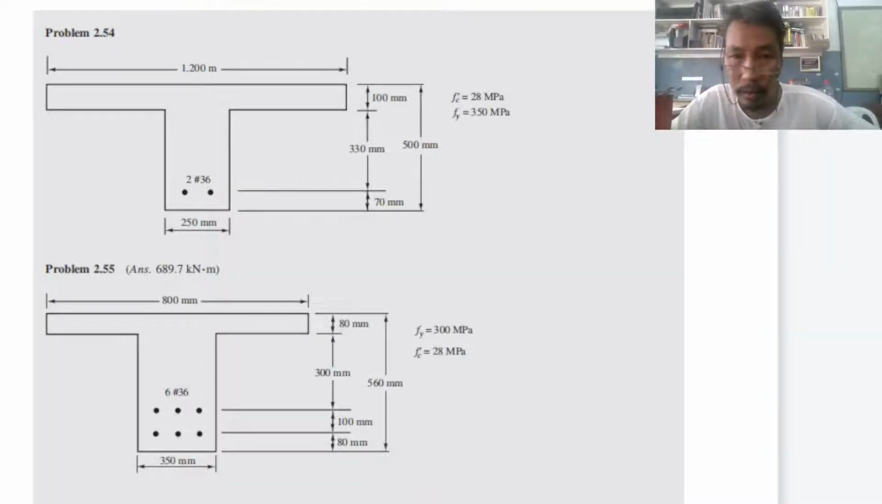So there are two pairs of couple forces, couple moments. This is the first moment arm, the second moment arm, for example, Z1 and Z2. So we can find out the value of Z1.